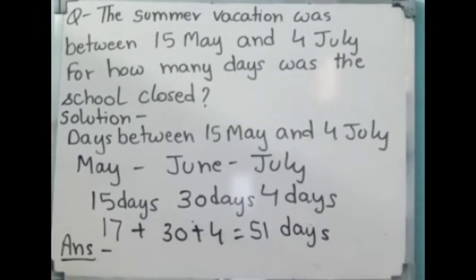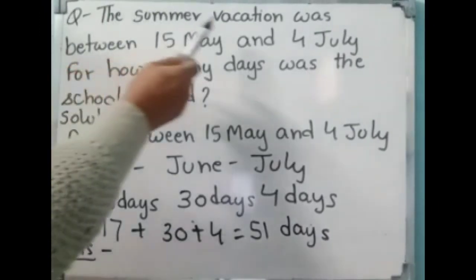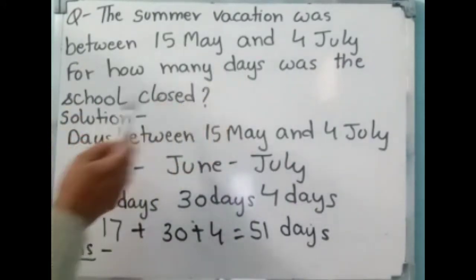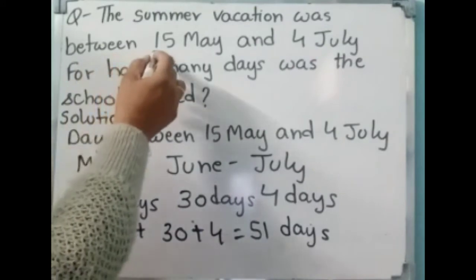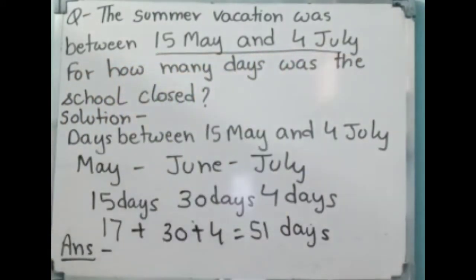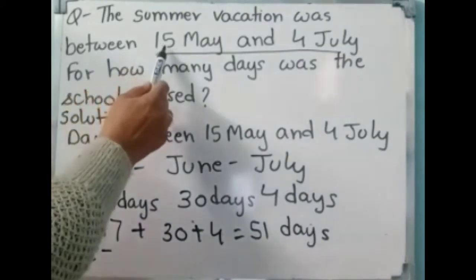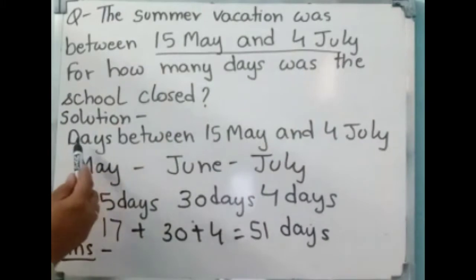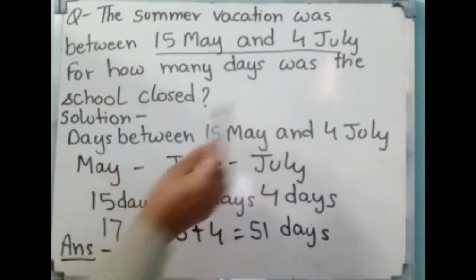Next question is a calculative question. Here we have the summer vacations were between 15 May and 4 July. For how many days was the school closed? Now we have to count the days between 15 May and 4 July. We have to take this day also, and this day also.